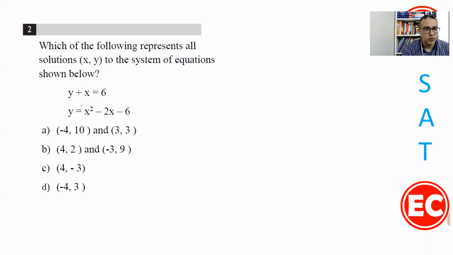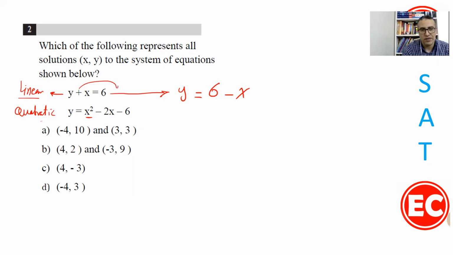Regarding question number 2, we can see that y plus x is equal to 6, and this is a linear equation as y and x are first degree. And as you can see, x squared, so this is the second degree or quadratic equation. To solve this, I'm going to arrange this one as y is equal to 6 minus x by moving positive x to the other side.